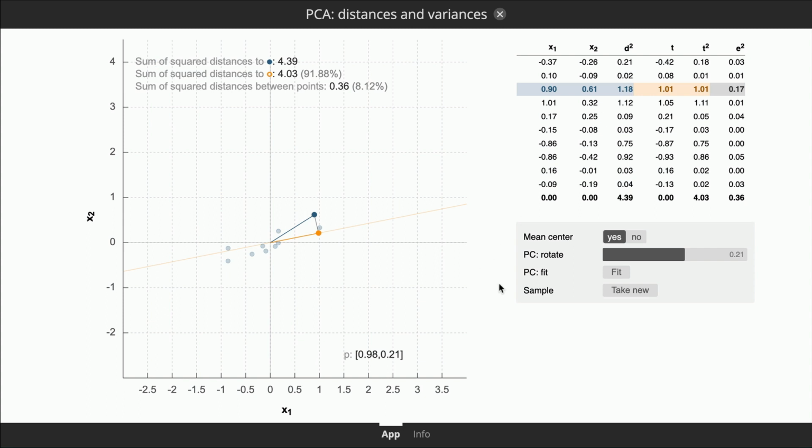Okay. And then finally, how is this orientation defined? It's defined using a special thing which is called a unit vector. So we have a vector. You can see this is called P. We call it the loading vector. The length of this vector is 1, and this is the x1 portion of this vector, and this is the x2 portion of this vector.